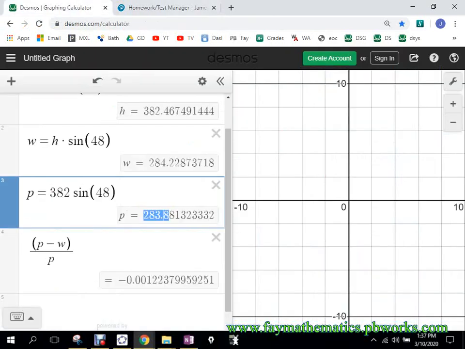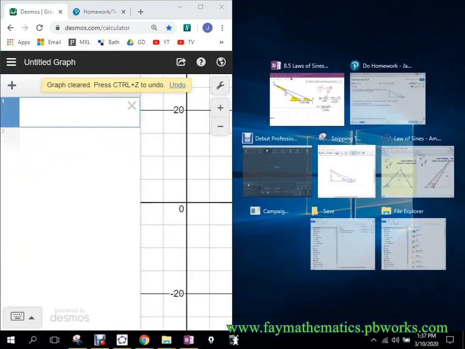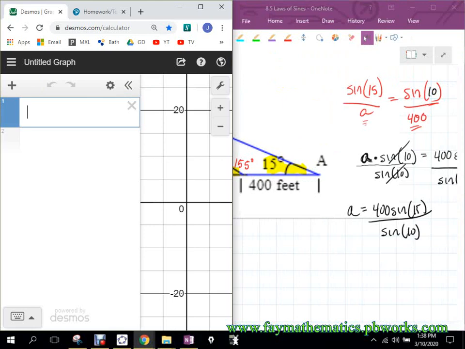Grabbing our calculator, and this is something that I just want to explain. We had this issue in the last class. Somebody was using a calculator that they didn't understand how to use. They had all this stuff written down, 400 sine of 15 over sine of 10. They had it all written down, but they don't know how their calculator works, so they're getting the wrong answer. When they type it in, that's getting the wrong answer, right?